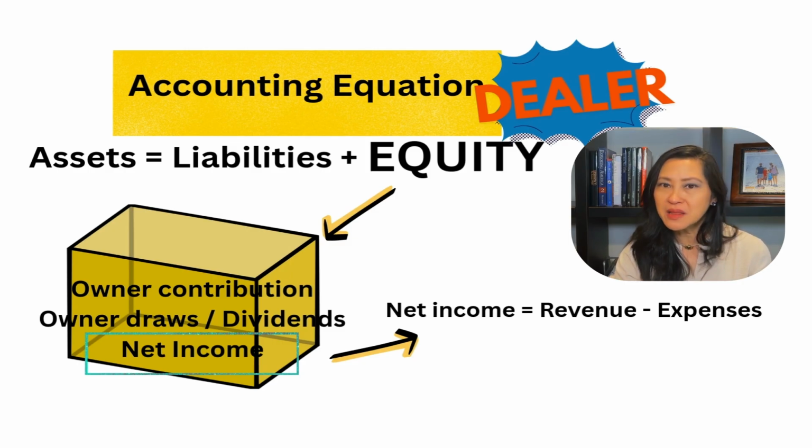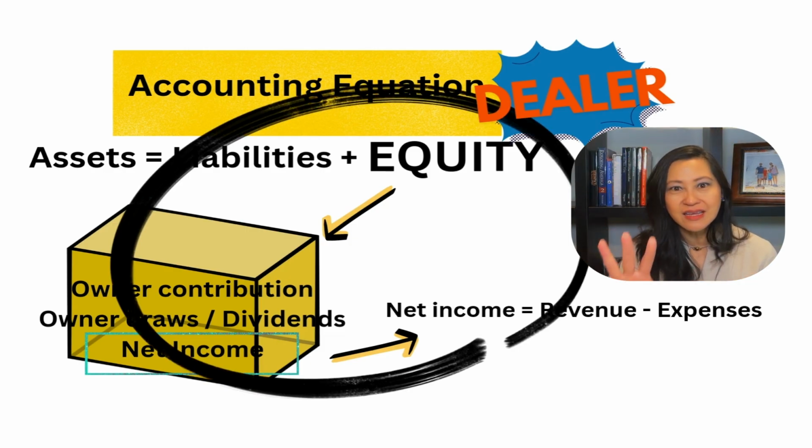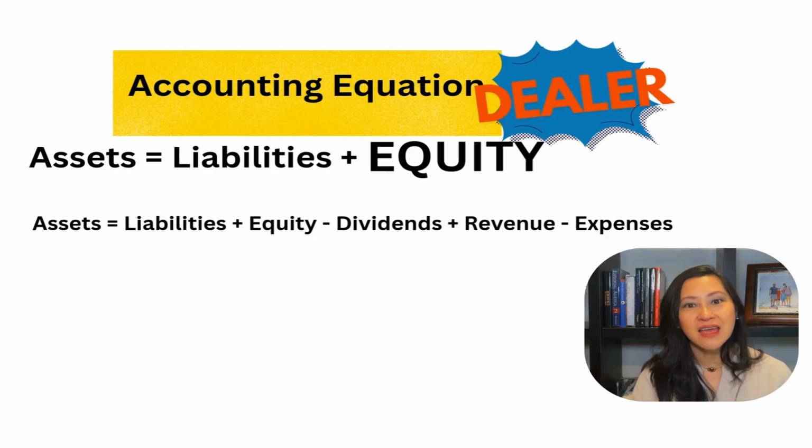This is why your profit and loss and balance sheet are connected. So let's plug in all these things into the equation. Assets equals liabilities plus equity or owner contributions minus dividends or owner draws or owner distributions plus revenue minus expenses.